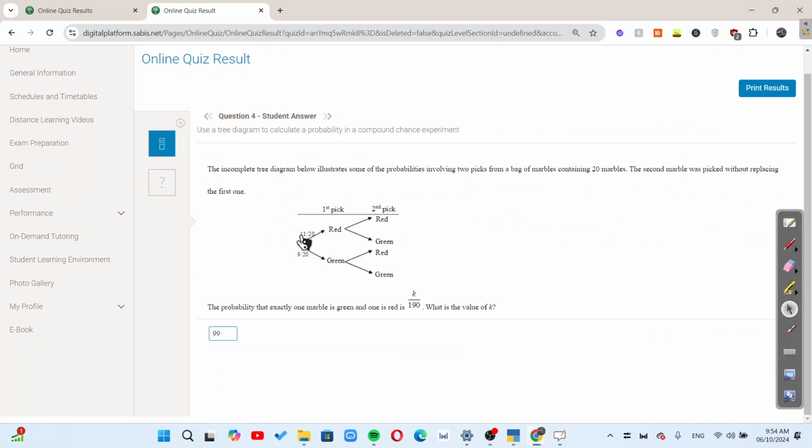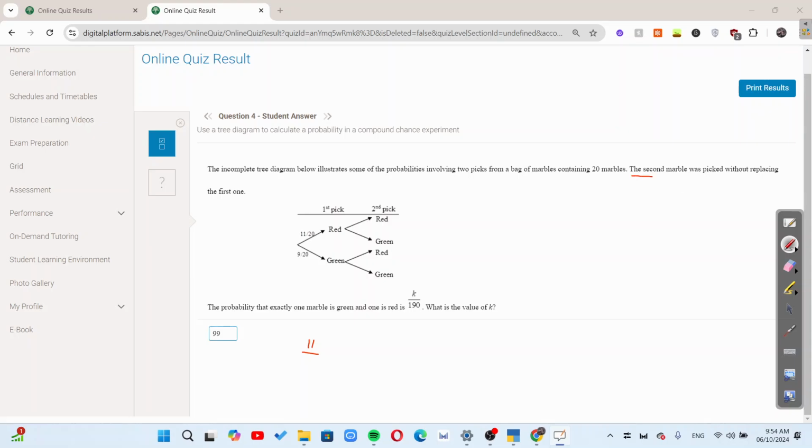Okay, so for this question, it's really easy. They want the probability of exactly one green and one red. So it's either red-green or green-red. So you add up the probabilities for both. So 11 over 20.